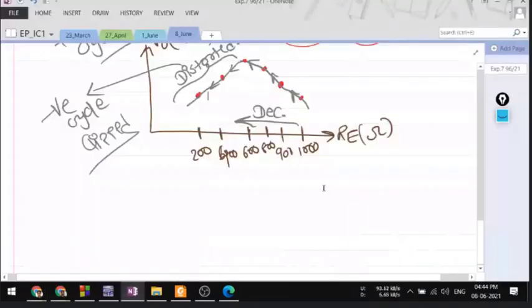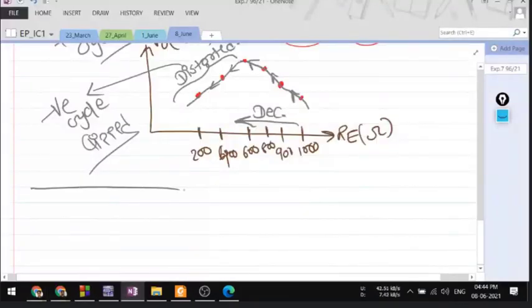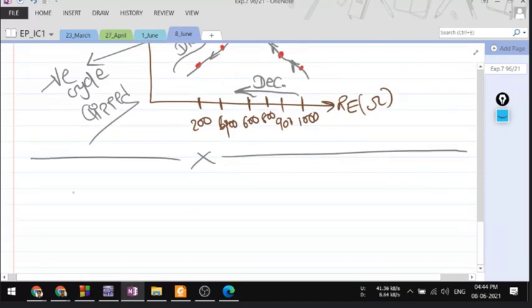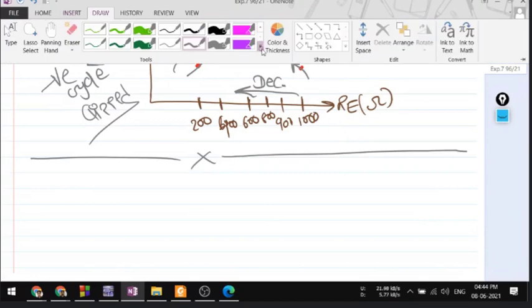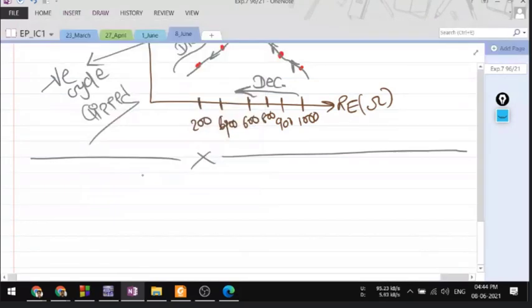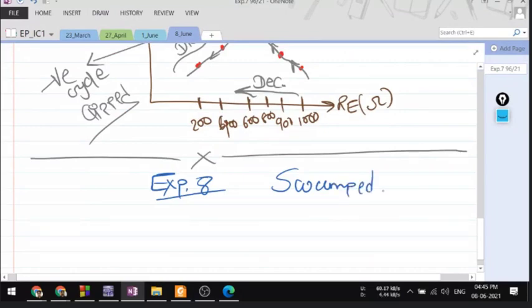Okay, let me show you the notebook. Let's move to the next experiment. So what is the next experiment? It is experiment number 8, which is the swamp amplifier. Okay, so here what you have to do, in this case, experiment number 8. Let us go with experiment 8, swamp amplifier. Got it? So let us start.